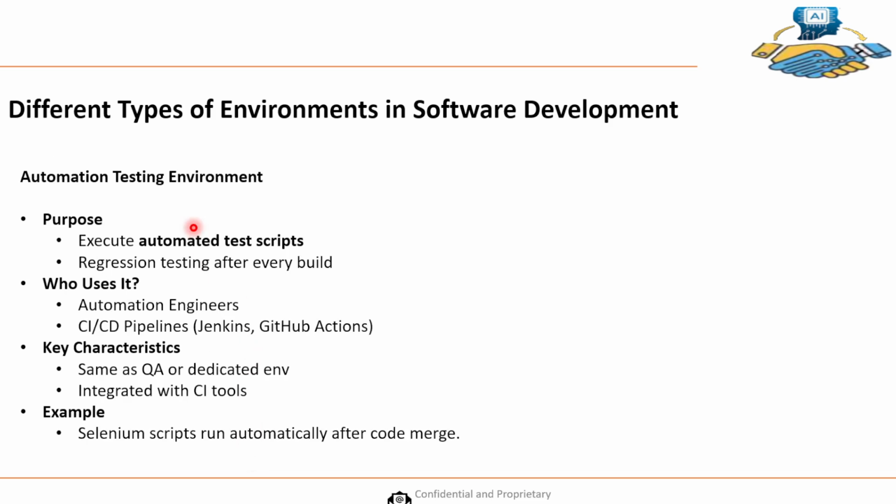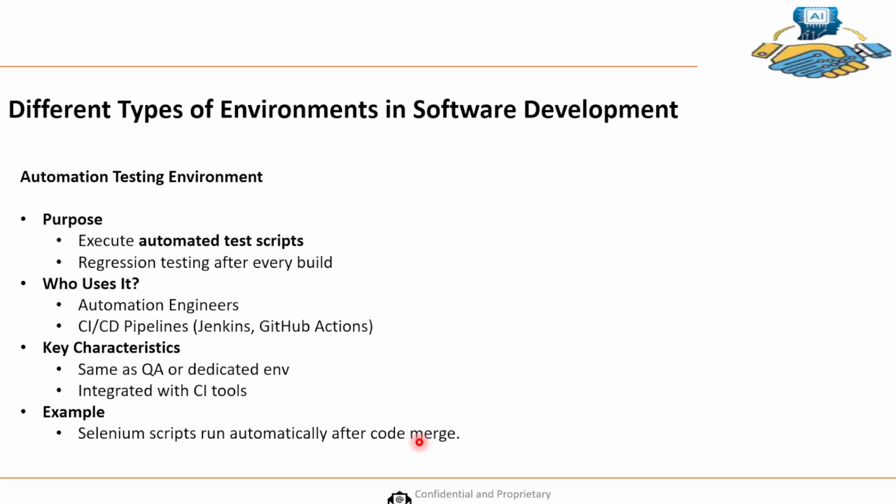The next is the automation testing environment. It executes the automated test scripts. Even the automation team writes new scripts on this environment, and regression testing is performed after every build. Mostly automation engineers use this environment, and also CI/CD pipelines like Jenkins and GitHub Actions. It is the same as QA or a dedicated environment integrated with CI tools. The DevOps team also uses this environment to run the pipeline. Here you can see Selenium scripts run automatically after the code merge.